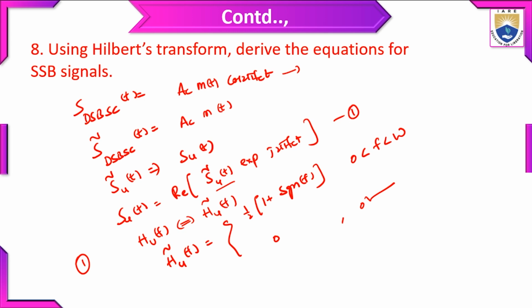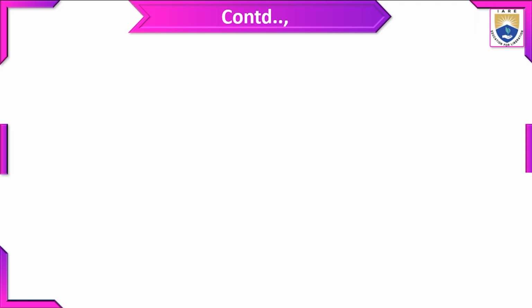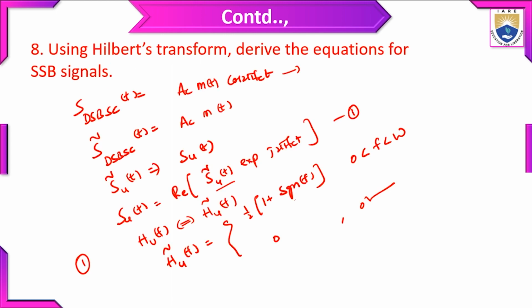So this is the transfer function of the equivalent low pass filter, where SGN of F is the signum function. The DSB-SC signal wave is replaced by its complex envelope, so the spectrum of this is not required. The spectrum S DSB SC of F is equal to AC M of F. So we have written this one.